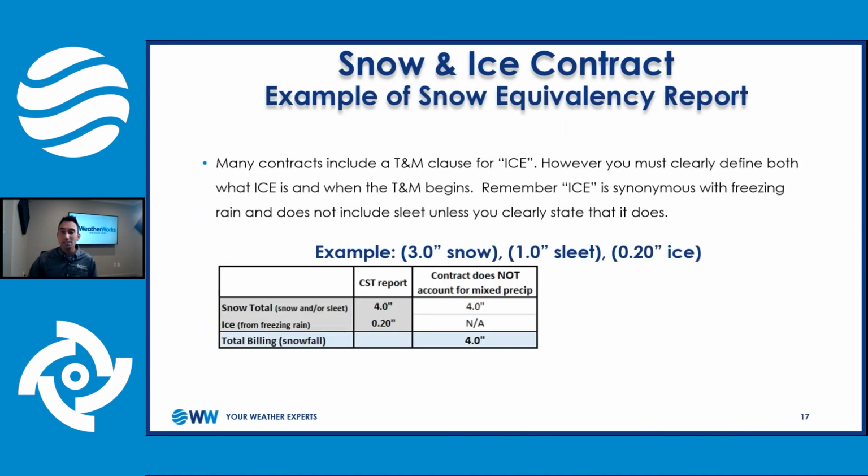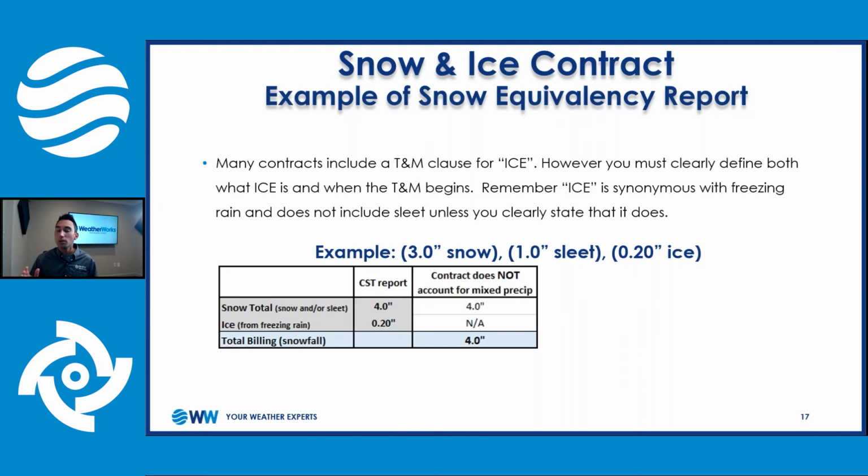And what we'll talk about in this slide is how to incorporate that into your contracts if you don't already do so. Now, many contracts do include a T&M clause for ice. Some do not. Even if you do, though, you must clearly define what is ice and when the time and material kicks in. And again, remember, ice is synonymous with freezing rain and does not include sleet unless you clearly state that it does.